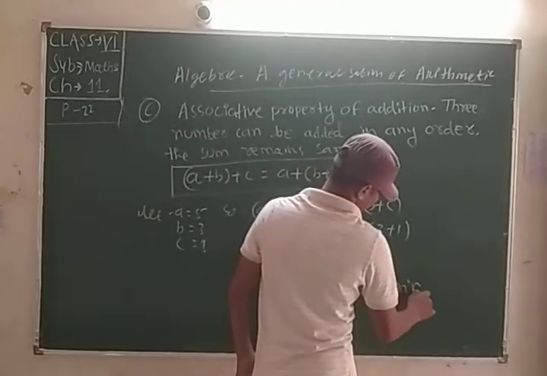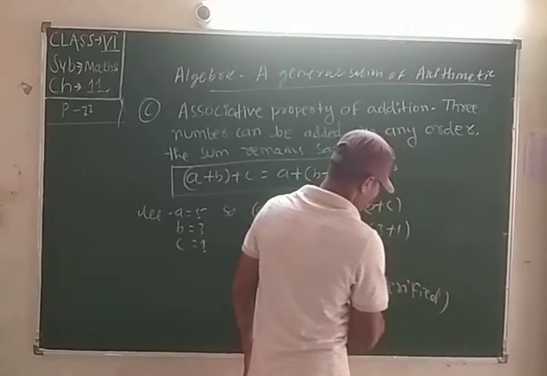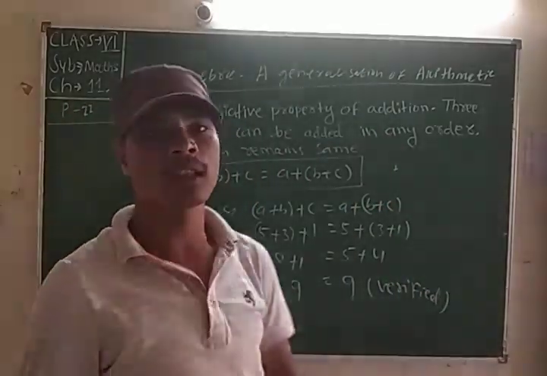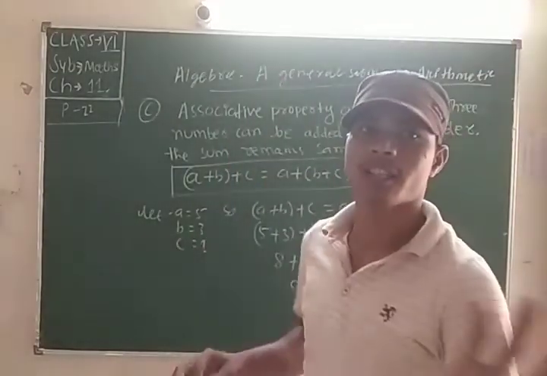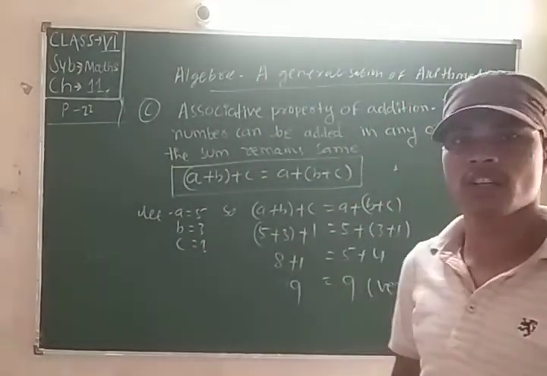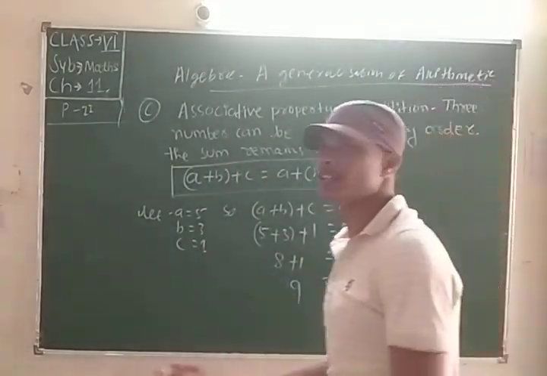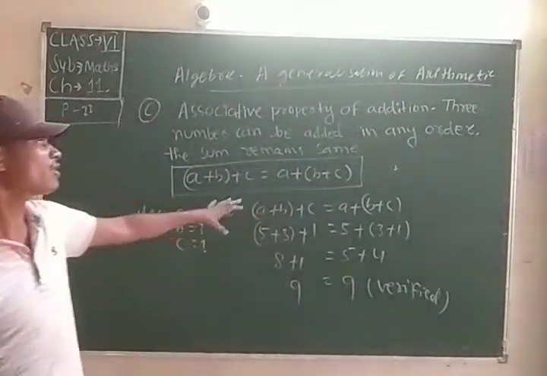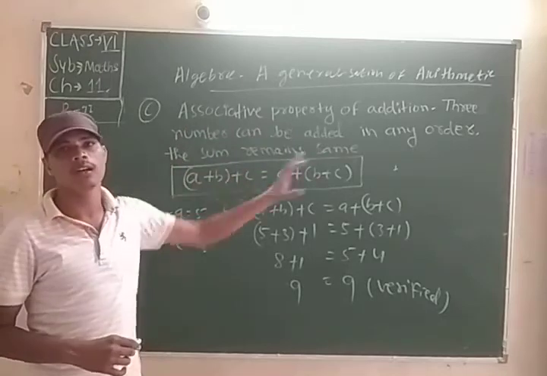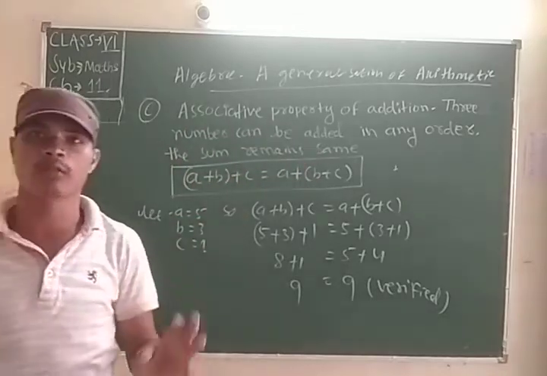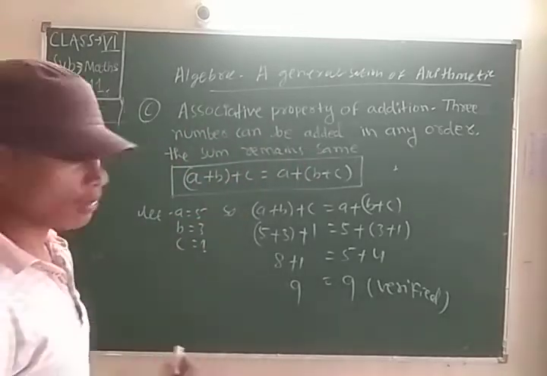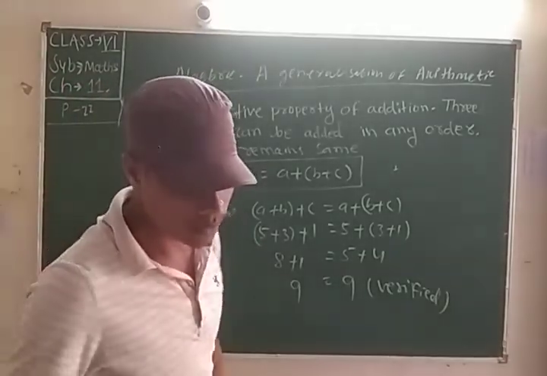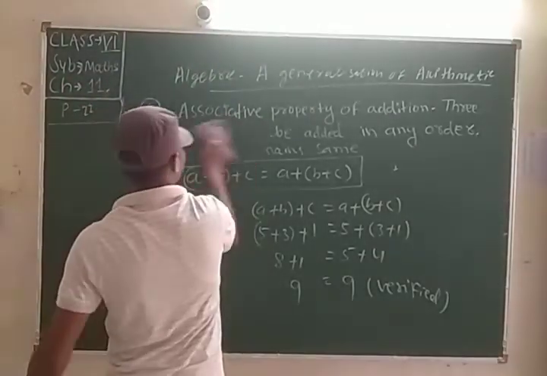Very fine. Then what do we mean by the associative property? Associative property means if we add three numbers in any order and their sum remains the same, that is known as the associative property of addition. Clear about this property of addition? Now we know about the associative property of multiplication.